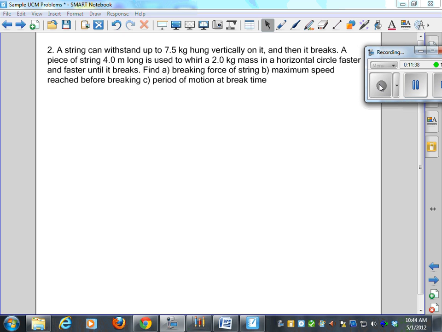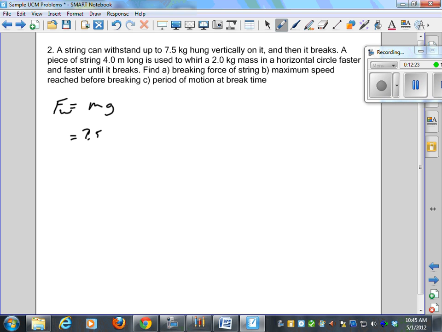It says a string can withstand up to 7.5 kilograms hung vertically on it, and then it breaks. So all they're telling you is how much force will break the string. Then they stick a 2 kilogram mass on and whirl it in a horizontal circle. It's just a way of giving you the maximum force. You know when you go fishing and they tell you how much the line will hold? Same idea. So your first step here is to find that breaking force. And it's simply a weight force. 7.5 kilograms down, how much force is that?